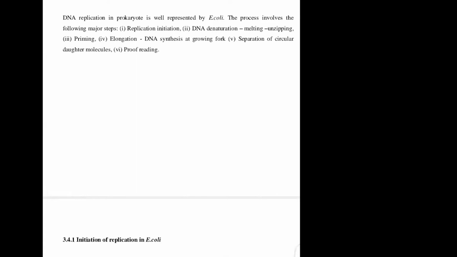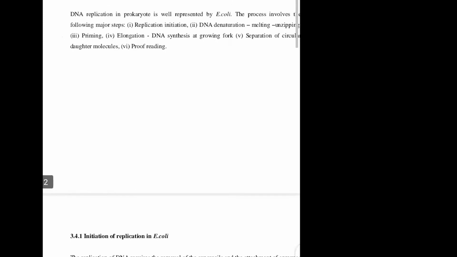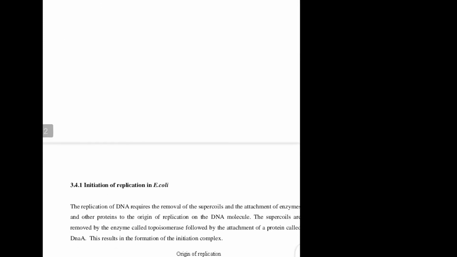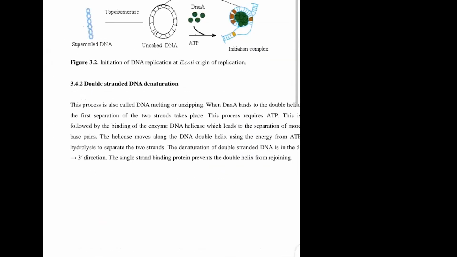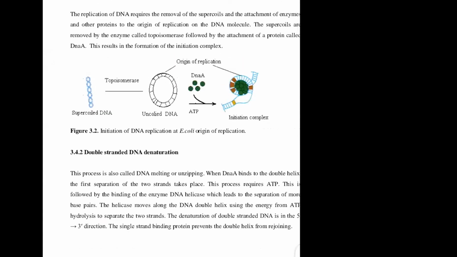When the separation of the two strands of DNA is done, there's another process known as priming. Then after that, elongation, DNA synthesis at what we call the growing fork, then separation of circular daughter molecules. Then finally, we have what we call proofreading. So let us go step by step. We begin with initiation of replication in E. coli. Okay.